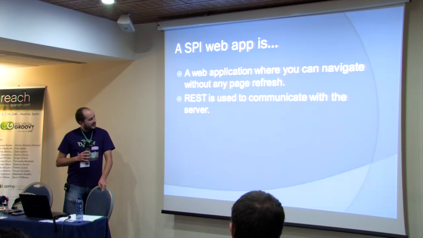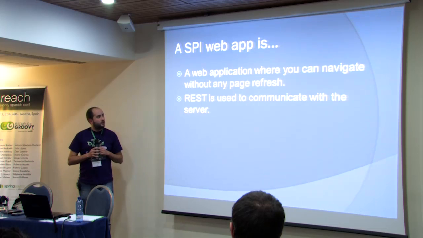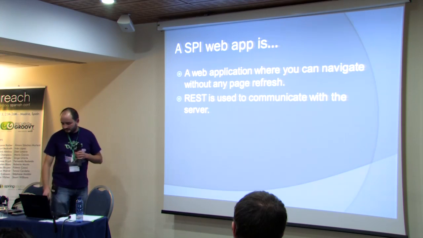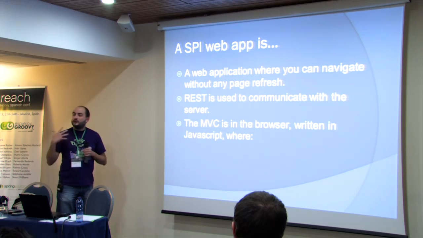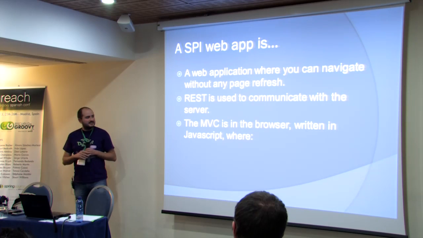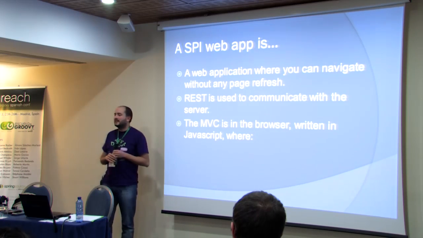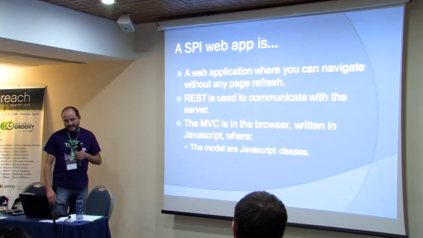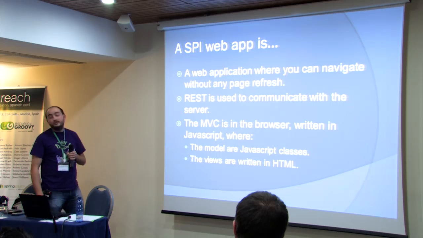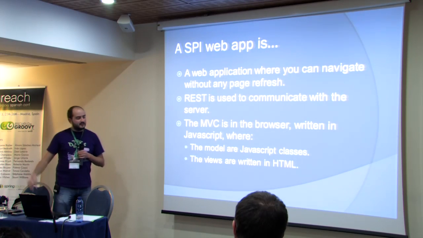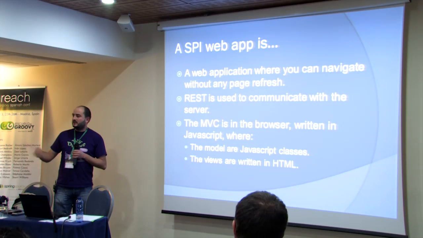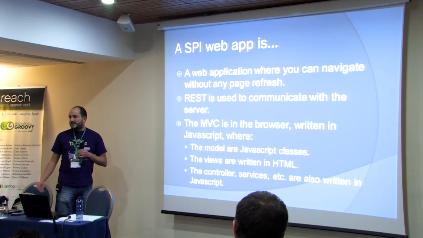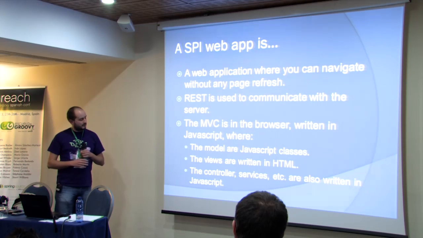and you need some mechanism to communicate with the server, which is typically REST, using either XML or JSON. So when you do that, the MVC code is in the browser, in the client, written in JavaScript. In that case, the models are JavaScript classes. The views can be written in HTML. We'll see later that that can be done either on the client side or on the server side. I will discuss each option. And obviously, like in many other MVCs, you have controllers and services, which are also written in JavaScript.